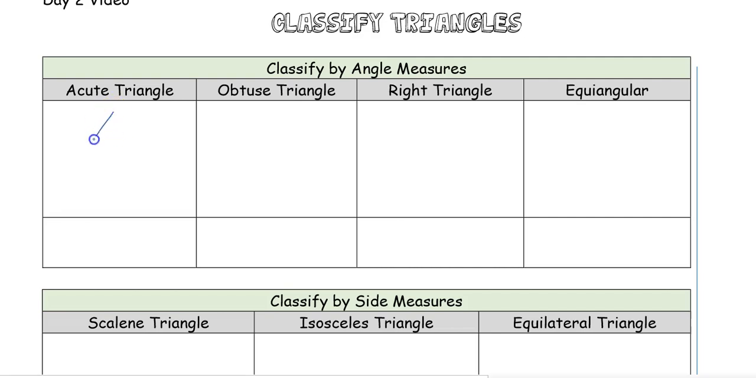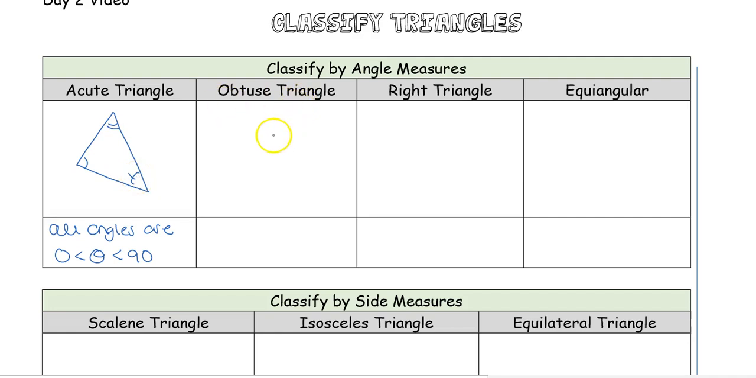An acute triangle is going to look like this. This is one example. In an acute triangle, all angles are acute. And if all angles are acute, that means we know from a previous unit that acute means it's going to be between 0 and 90. So for an acute triangle, every single one of these angles is going to be an acute angle. So all of these angles are going to be between 0 and 90.